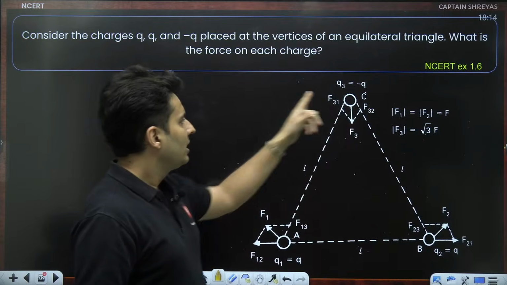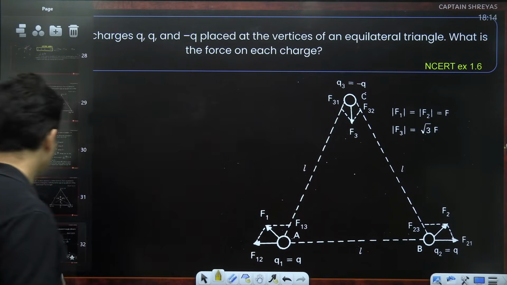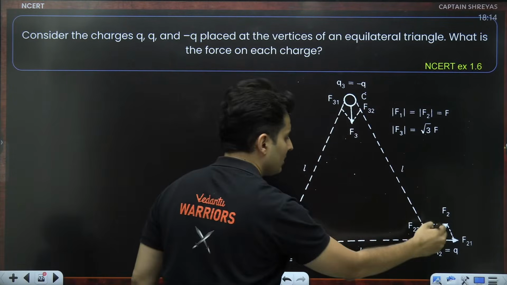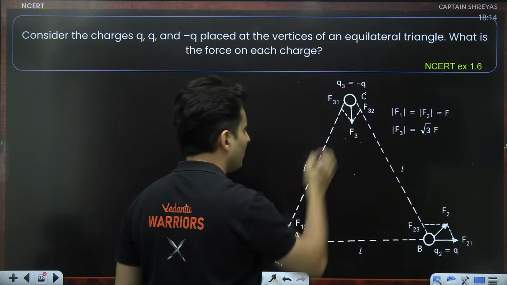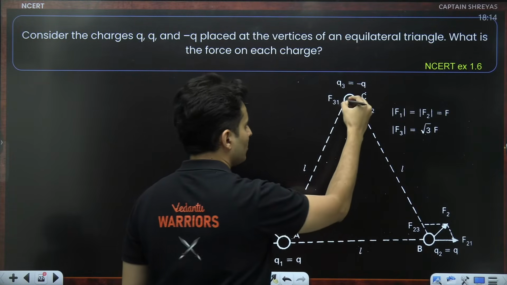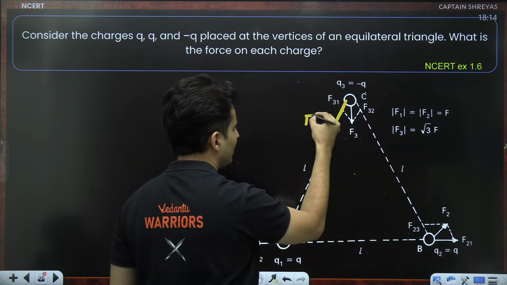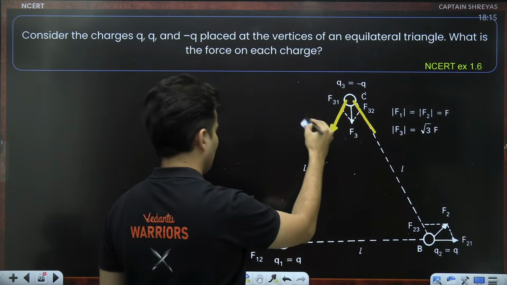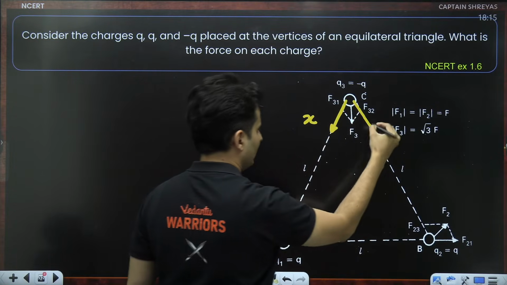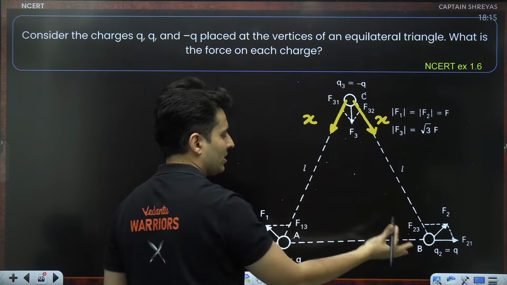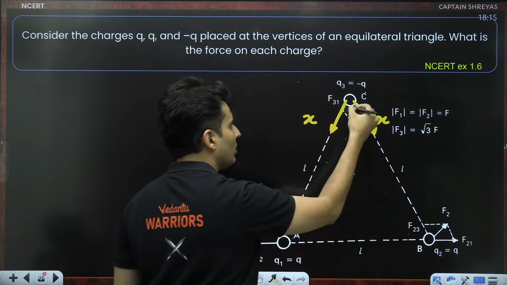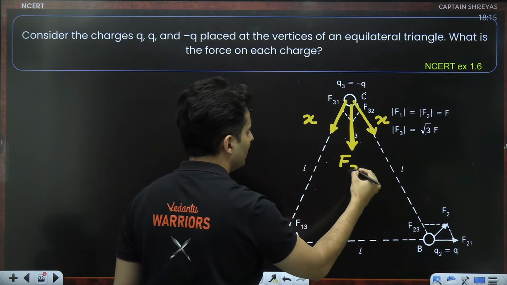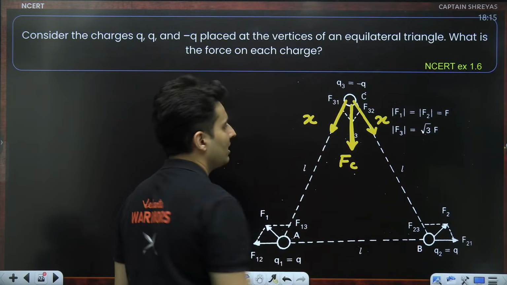Okay, no issues. Think about it for this particular charge. What will you do versus this particular charge? This is negative, this is positive; negative and positive will attract. So 100% there will be some attractive force. Let's call it X. This also has force X. These two together will produce a resultant on the charge at C.